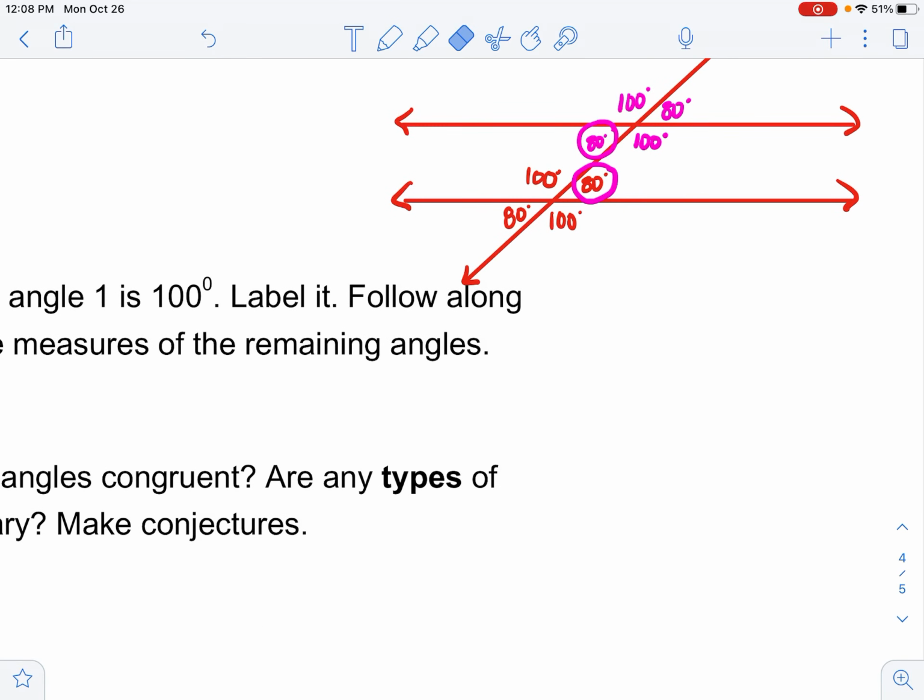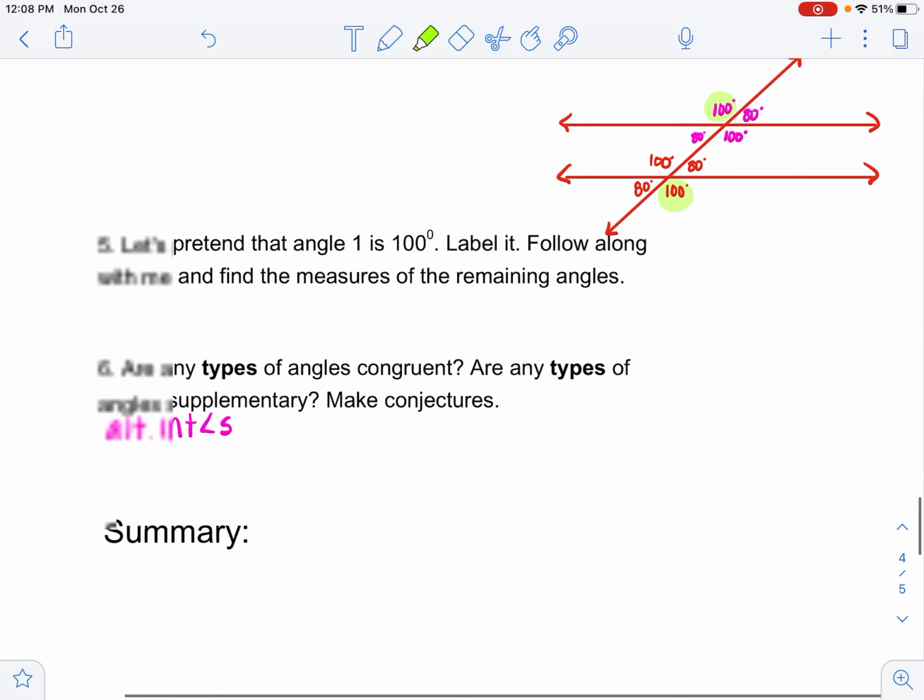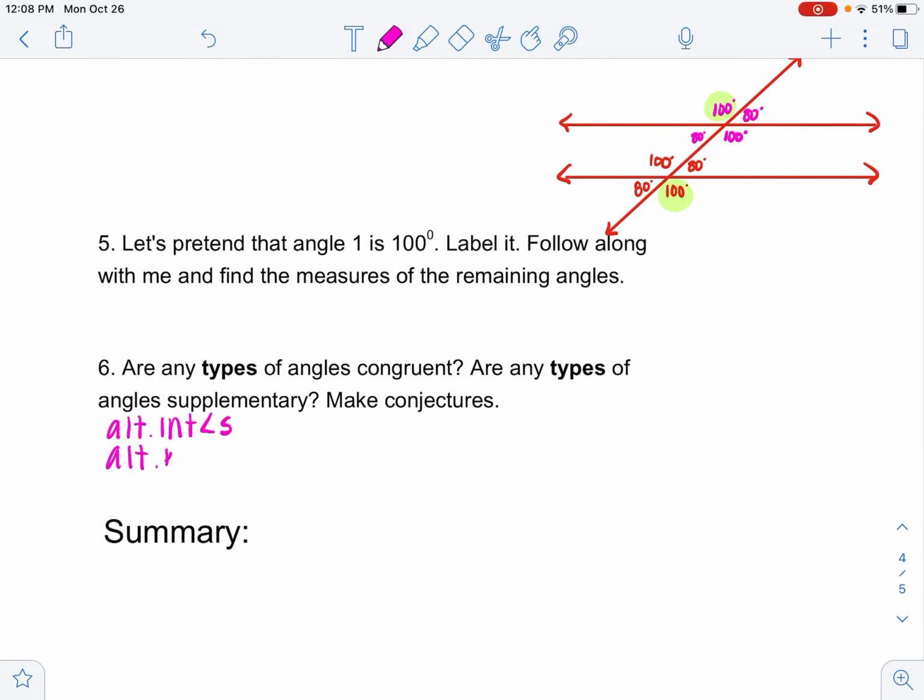All right, let's check alternate exterior angles. Okay, so I'll choose this one that's 100. What's an alternate exterior angle with that one? This one out here, which is also 100. So alternate exterior angles are congruent.